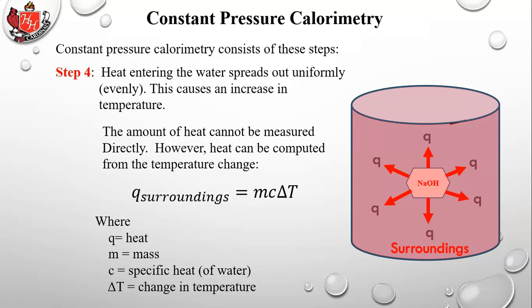And then finally, the delta T is the change in temperature. So this equation relates the heat, which we can't measure directly, to the change in temperature, which we can measure using a thermometer. So we're going to watch there as the temperature is going to go up as the heat comes out. So that just symbolizes the temperature going up.